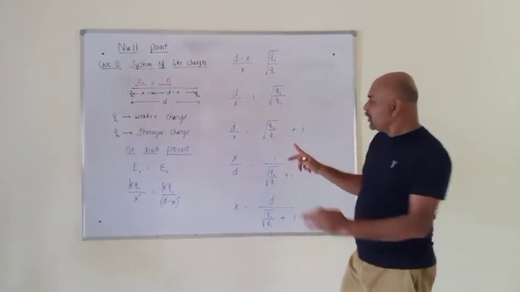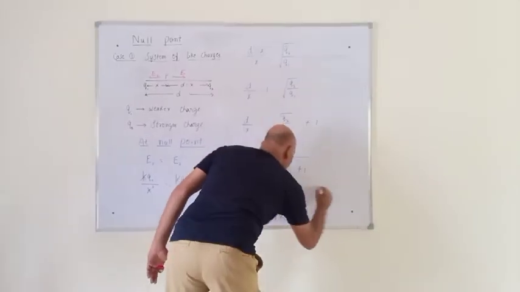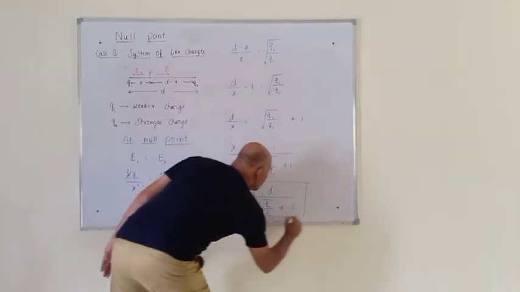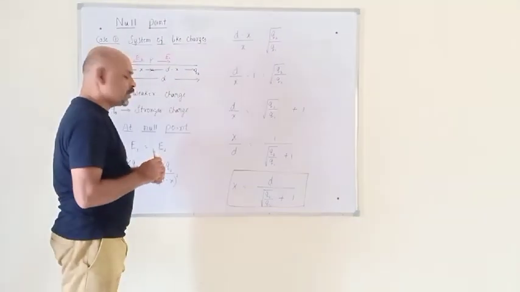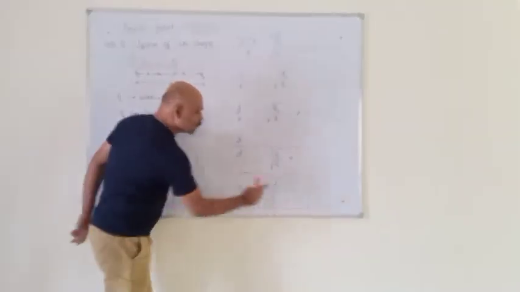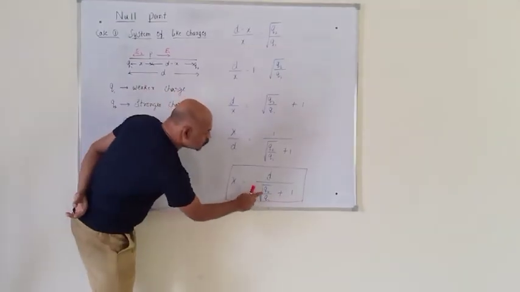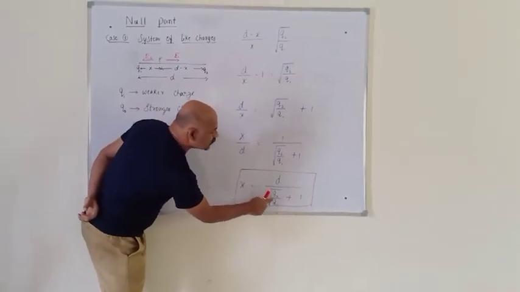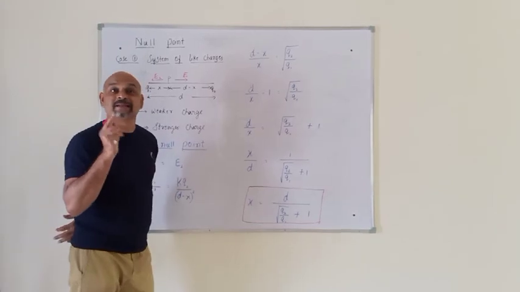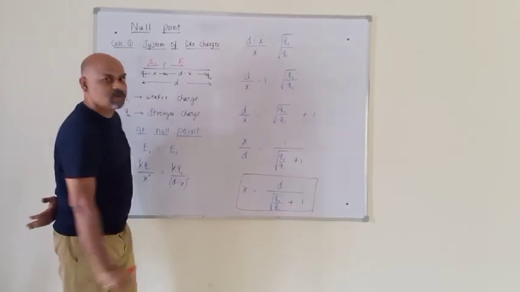So therefore, remember this shortcut, it is always useful. X is equal to D divided by (square root of Q2 by Q1 plus 1). Remember, here you should consider only the magnitude of the charge. Do not consider the sign of the charge. This is the equation you have to follow.